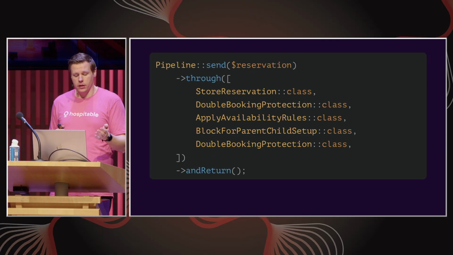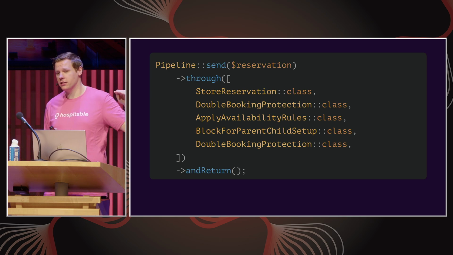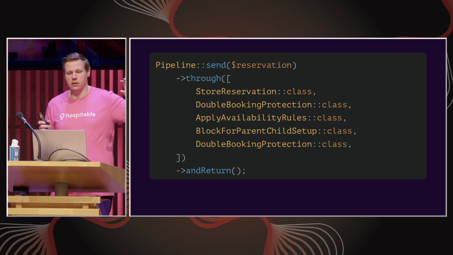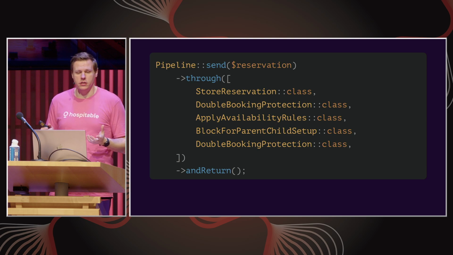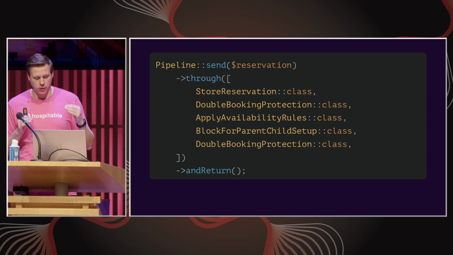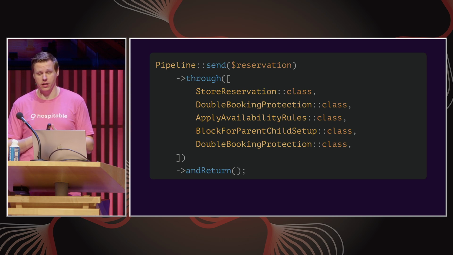So, for example, in this case, whenever we get a new reservation in, we store the reservation, we check against double booking protection, and then we apply certain availability rules. What this means is that we block the calendar around the reservation. You might have a setting where you say, I want to have 1 day extra after a reservation for cleaning. In that case, we apply those availability rules to block the calendar after a reservation. And then there might be a parent-child setup where different properties are connected to each other, and then we want to do the double booking protection again, just to make sure that we are actually good.